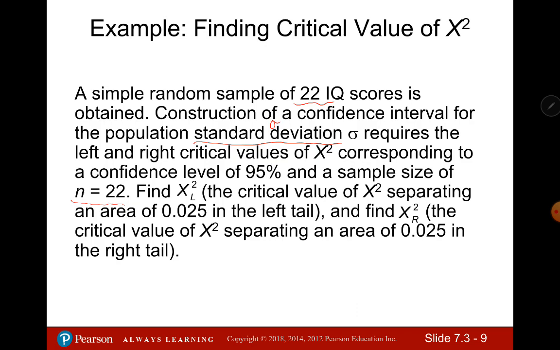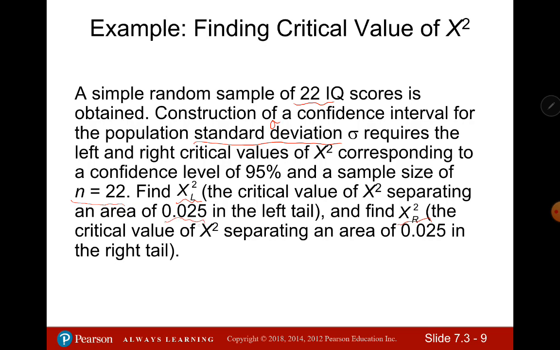Okay, and we know we need to find the two critical values. If we are talking about the chi-square table, we need to find both sides' critical values. So how can we find the left side critical value and the right side critical value? Let's check the definition of these two critical values. Left side means the critical value of chi-square separating an area of 0.025 in the left tail.